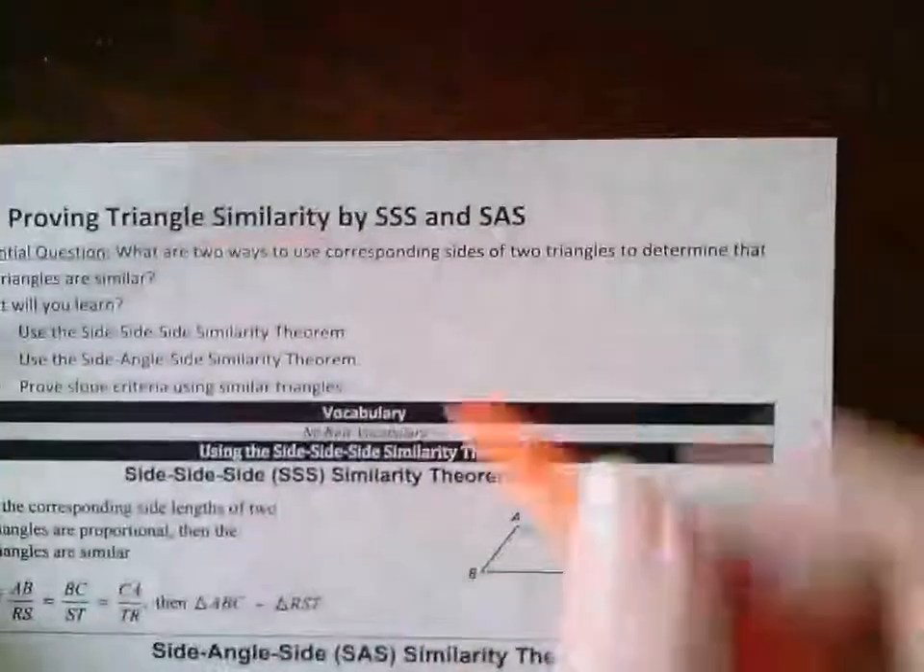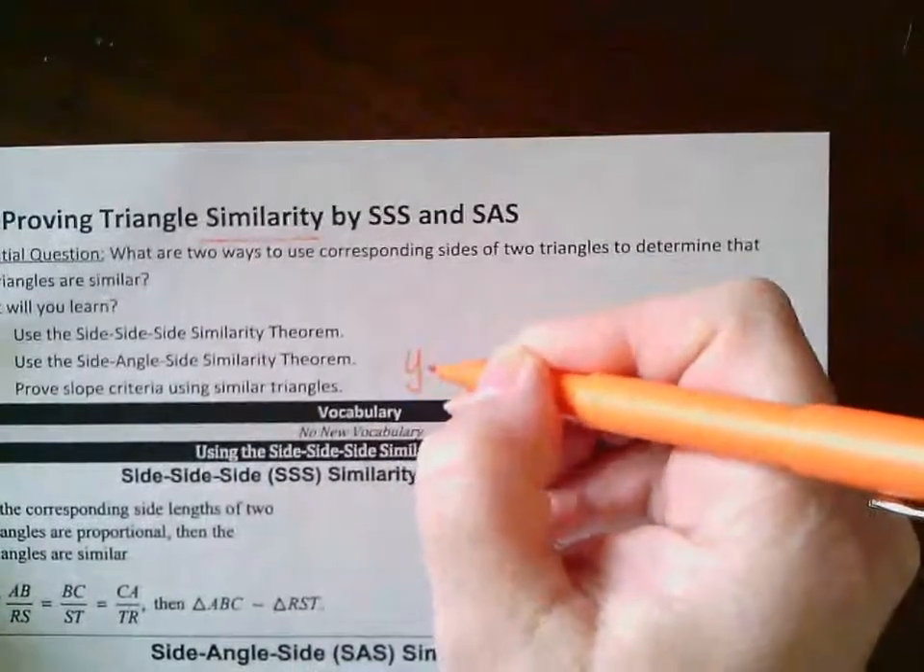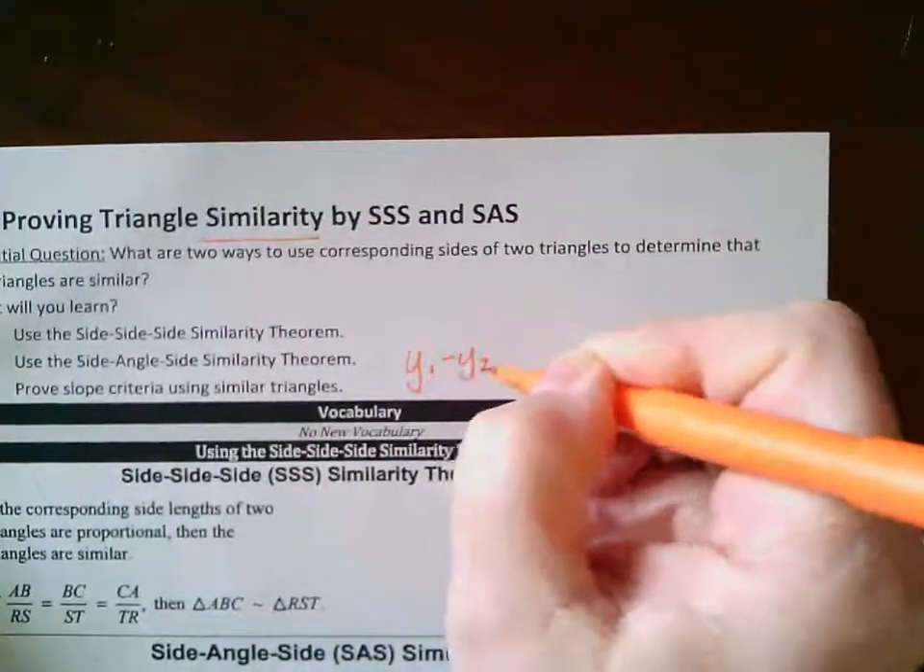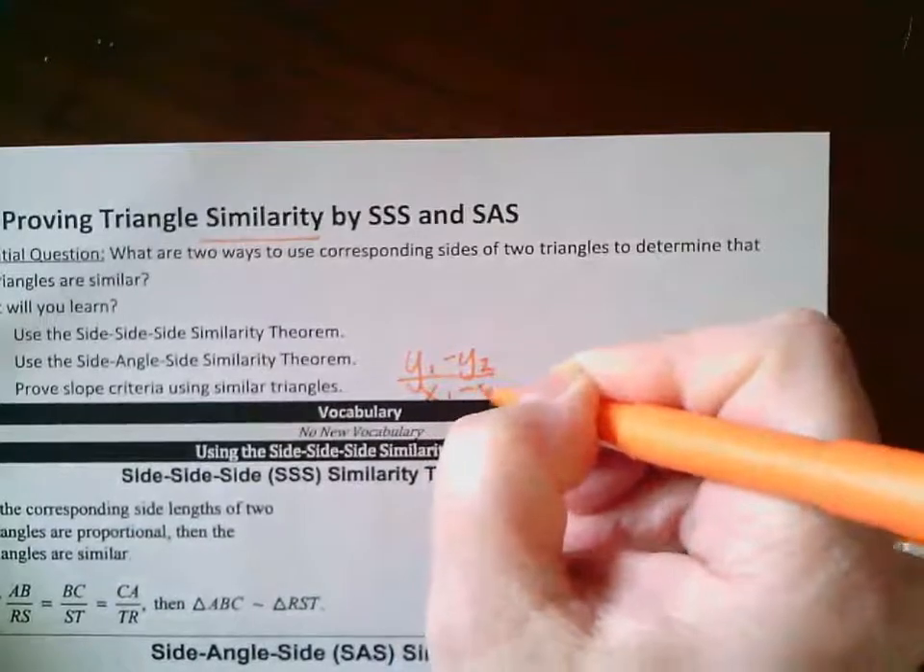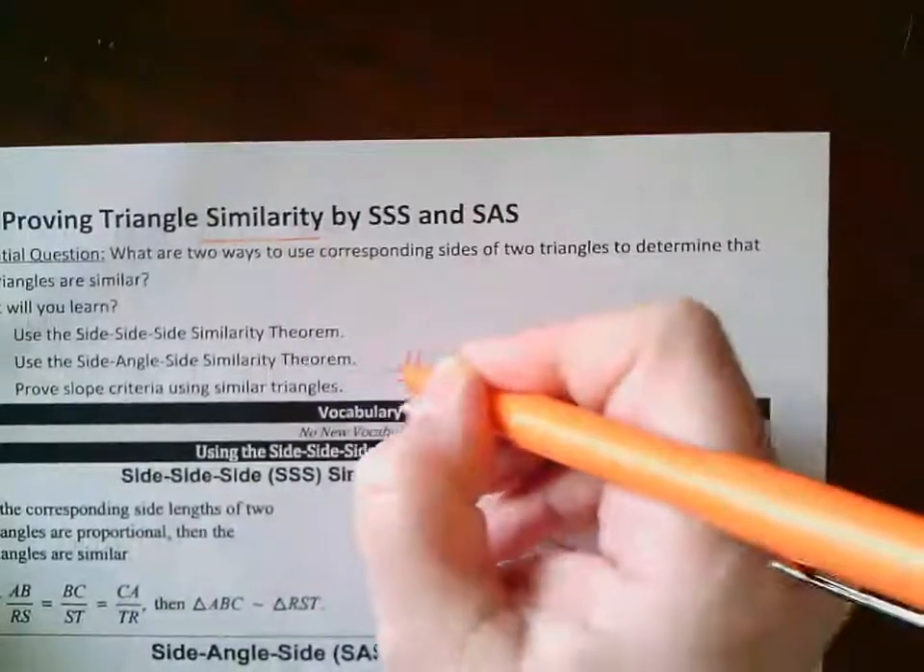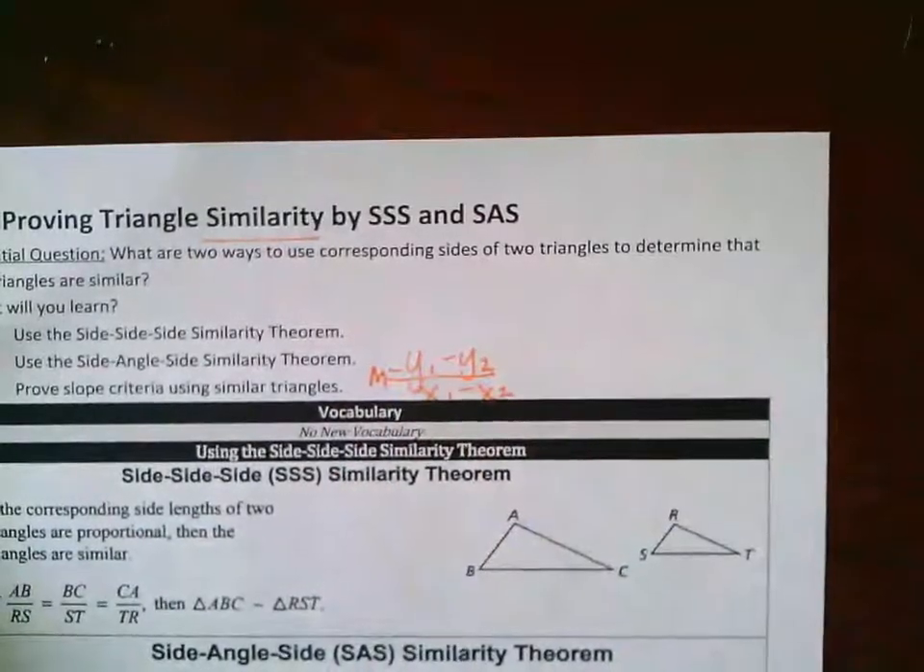If you recall, slope would be y1 minus y2 over x1 minus x2, or vice versa. It doesn't matter. And that's how you get your slope. So you're using that with 2 points.